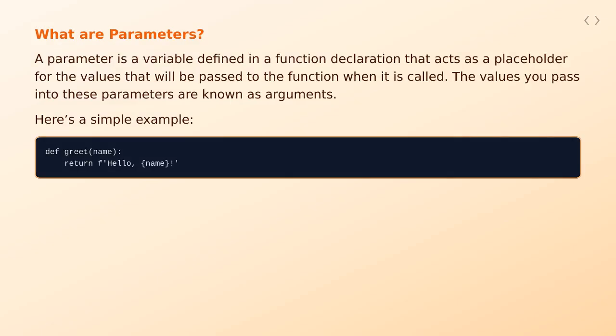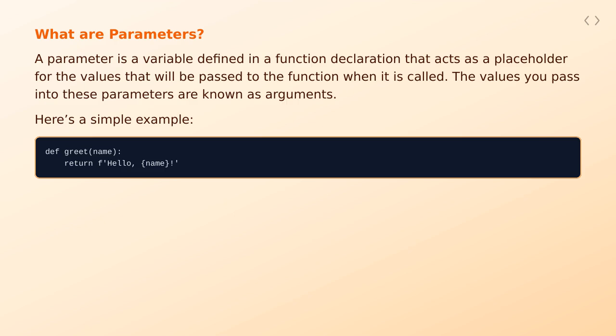Now we're on what are parameters. A parameter is a variable defined in a function declaration that acts as a placeholder for the values that will be passed to the function when it's called. The values you pass into these parameters are known as arguments.